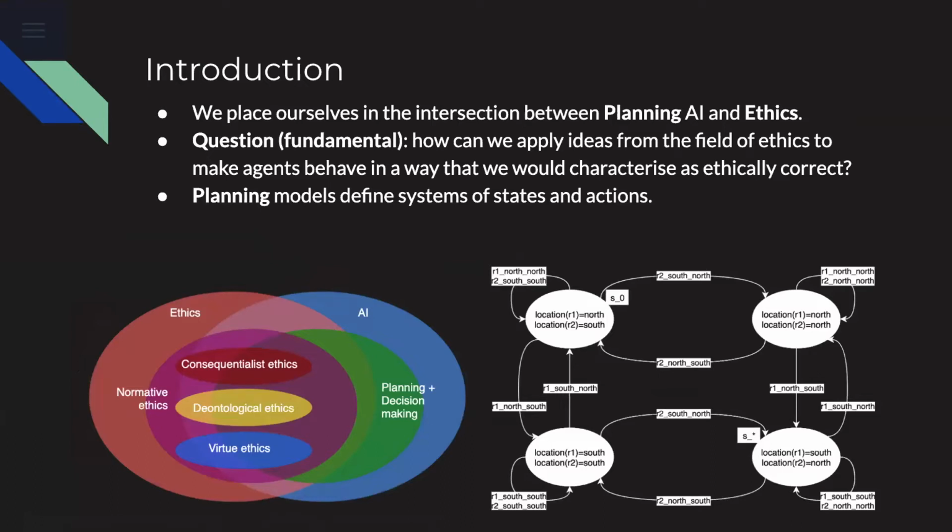Our fundamental question is, how can we apply ideas from the field of normative ethics to make agents behave in a way that we can characterize as ethically correct? So our idea is to formalize and be able to plan in such a way that we can take into account all these human notions of what is ethically correct or not.